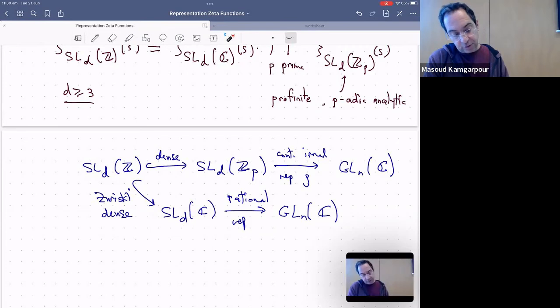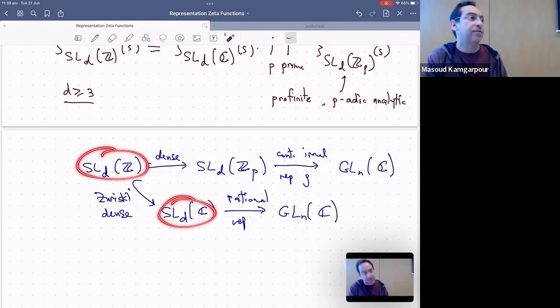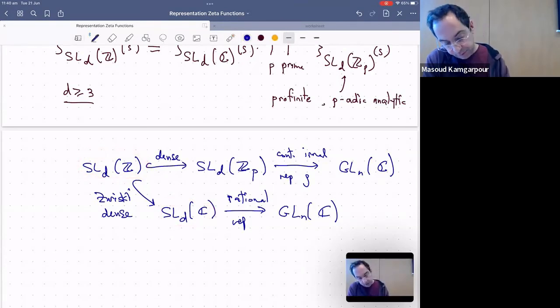And so the same story here, if I have a rational representation, then that's an algebraic representation. And so I can compose this with the embedding, and I can pull it back. So I have now a map from here to here, and that will give me a rational irreducible representation of SL_d(Z) because this is dense here.